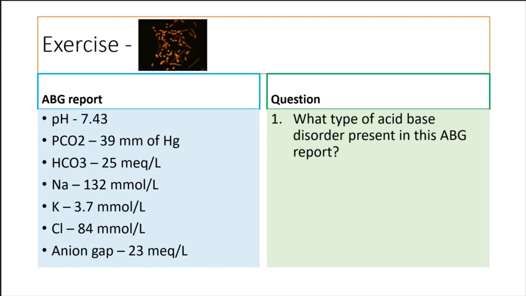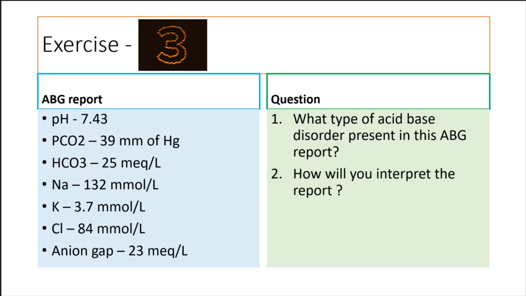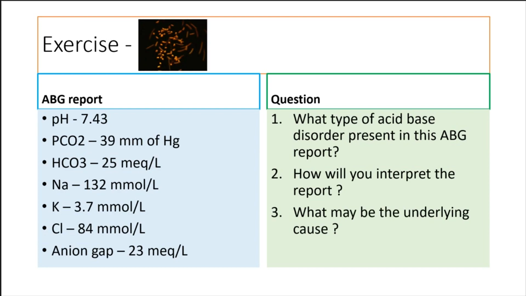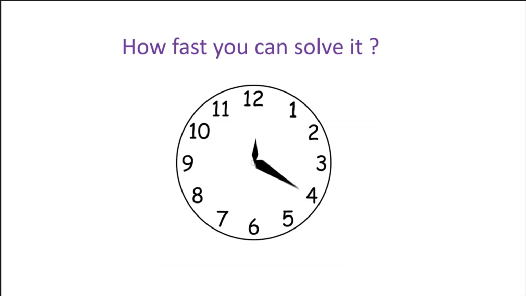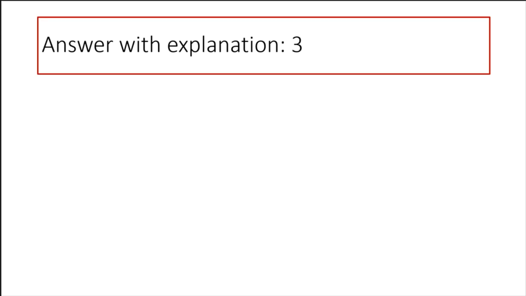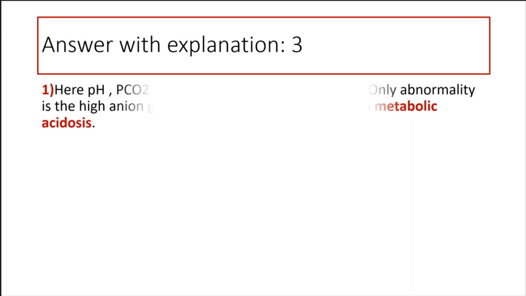Question. 1. What type of acid-base disorder is present in this ABG report? 2. How will you interpret the report? 3. What may be the underlying cause? How fast can you solve it? Answer with explanation. 3. 1.